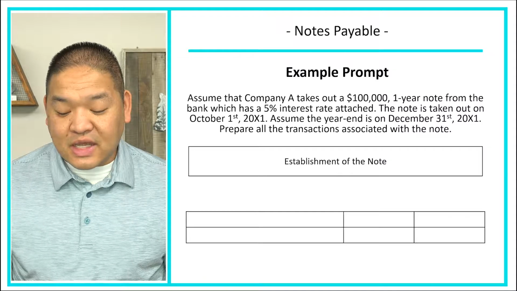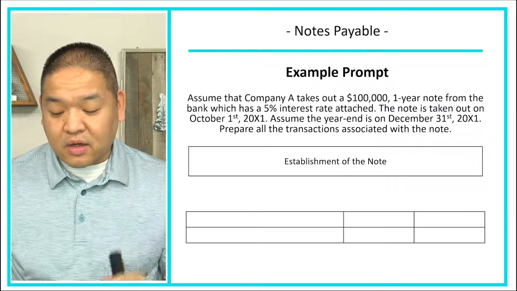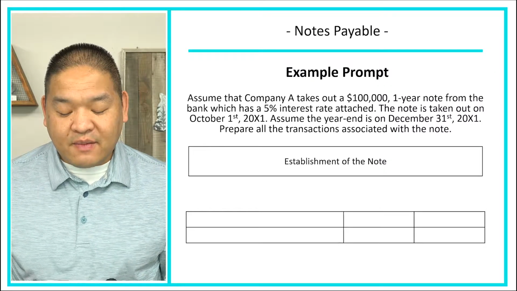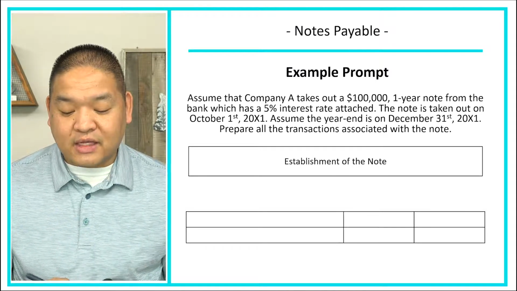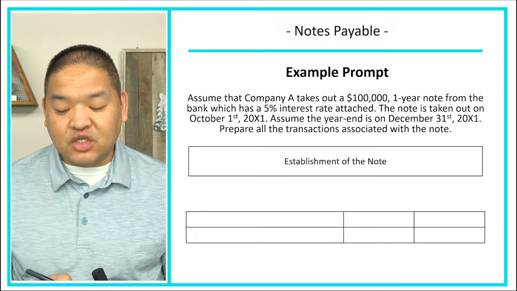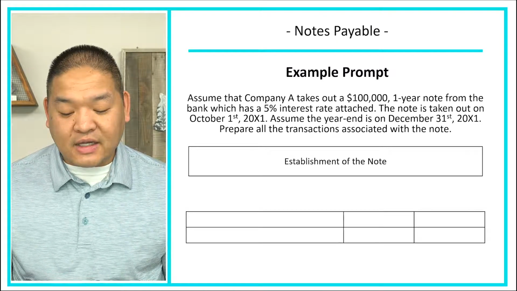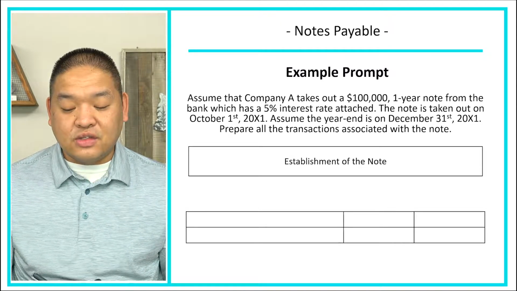Assume that company A takes out a $100,000 1-year note from the bank, which has a 5% interest rate attached. The note is taken out on October 1st, 20x1. Assume the year end is on December 31st, 20x1. Prepare all the transactions associated with a note.